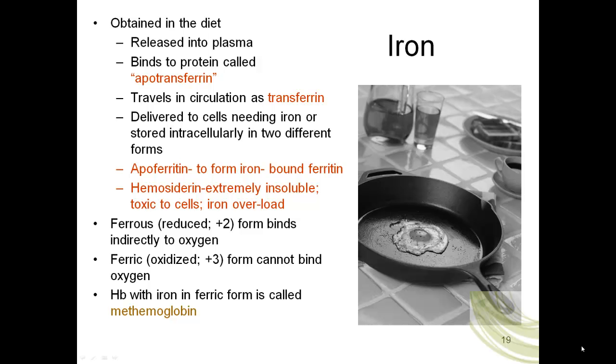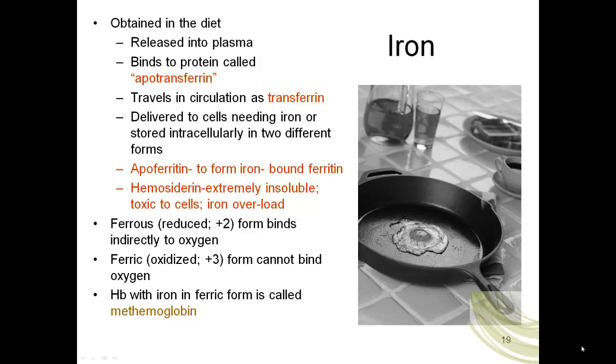Now, when you absorb iron into your plasma, it turns out it doesn't like to be free. You need a plasma protein to shuttle it around. This plasma protein, when it does not have iron bound, is called apotransferrin. When iron binds to it, we drop the prefix apo, and then it's called transferrin.